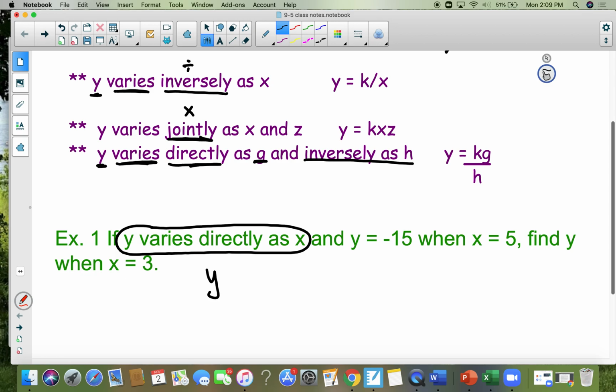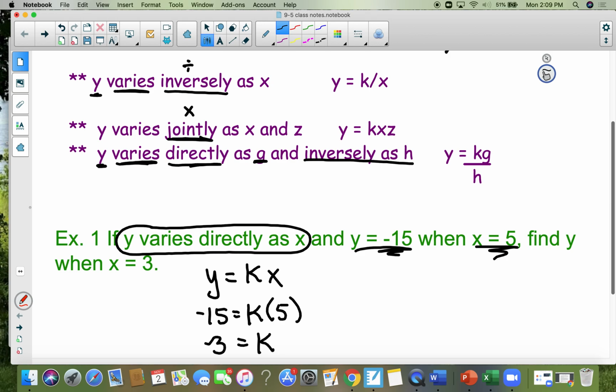Y varies, y equals directly as x. Directly means to multiply, but you need a k in the problem, so it's kx. If y is negative 15 when x is 5, you're going to replace the y with a negative 15, and you're going to replace the x with 5, so the only letter that's left is k. K must equal negative 3.